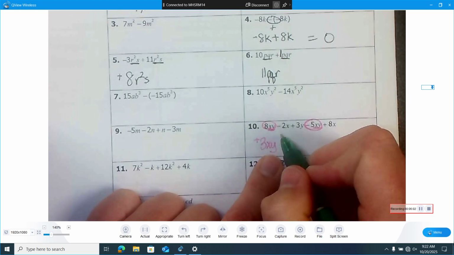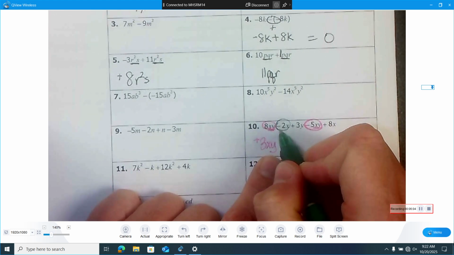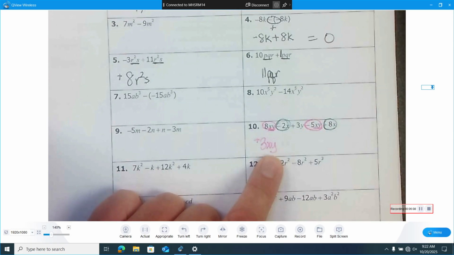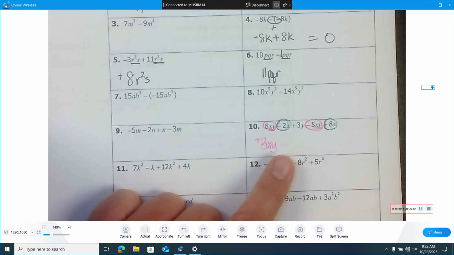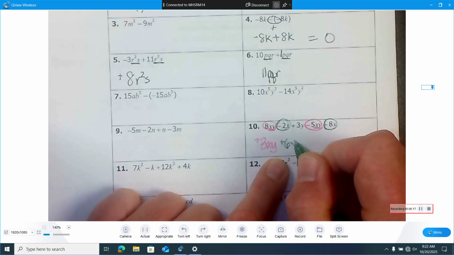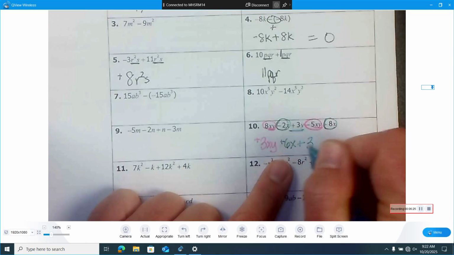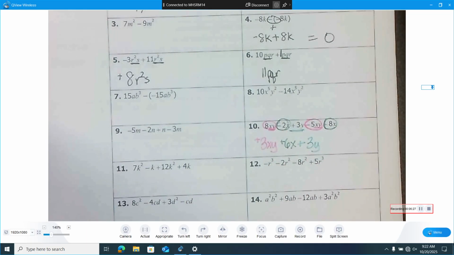Let's see. We have a negative 2x, a negative 2x, and a positive 8x. Who's going to win? Positives win by how many? Positive 6x's. Very good. And then what do we do with our little lonely 3y here? Yeah, he's just a positive 3y. We're going to tack on the end there. That's totally fine.